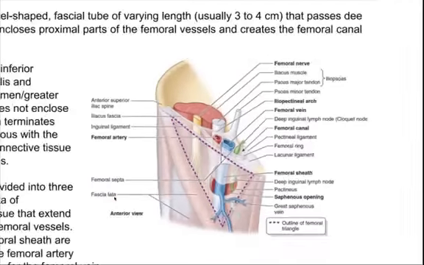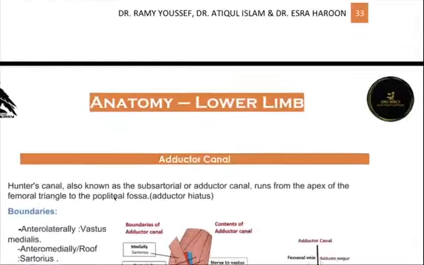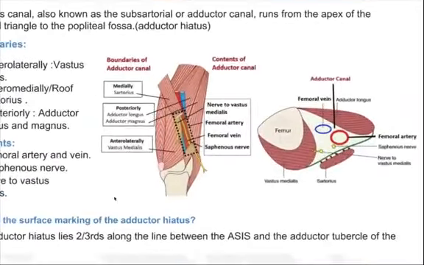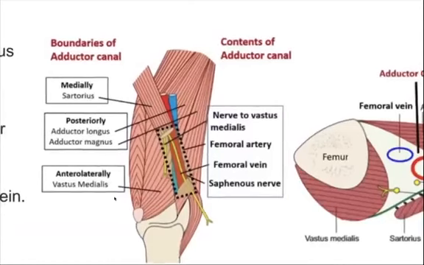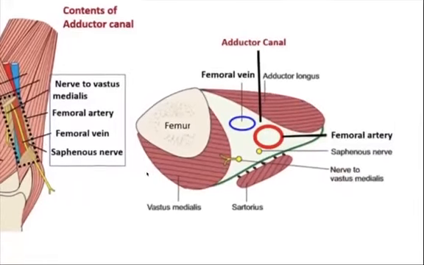Next, very important, is the adductor canal. The adductor canal is also known as the Hunter's canal or the subsartorial canal. All of these are the same thing. It runs from the apex of the femoral triangle to the popliteal fossa. What are the boundaries of the adductor canal? You have to know.